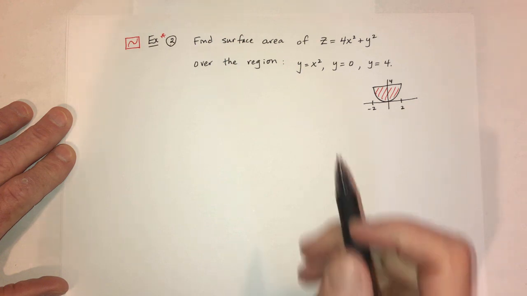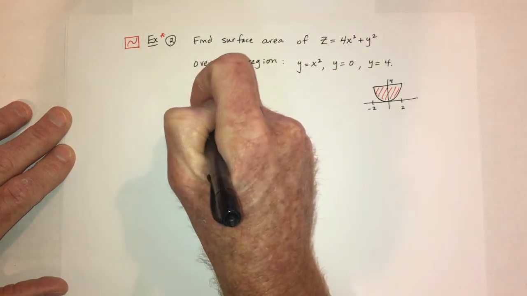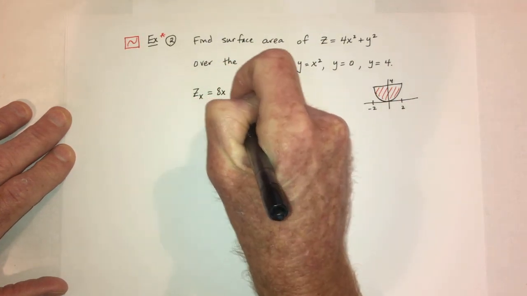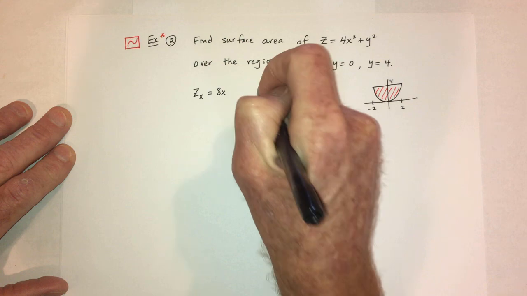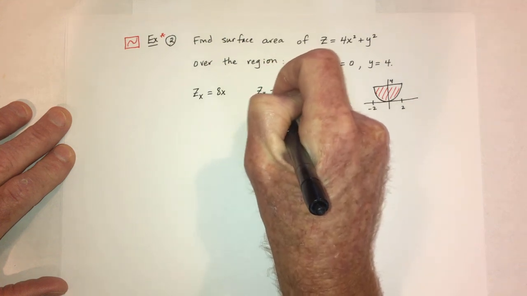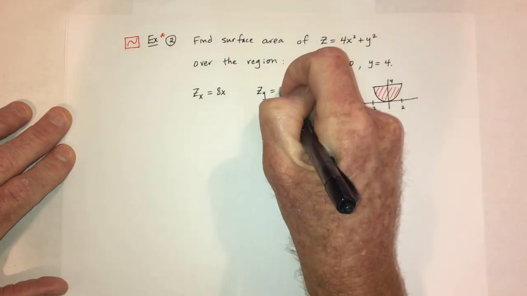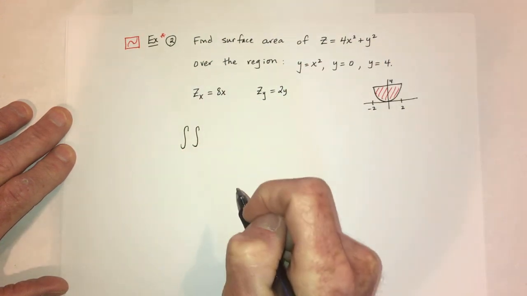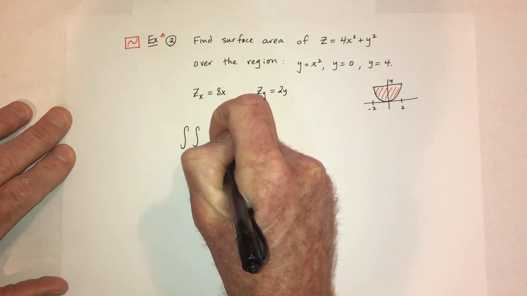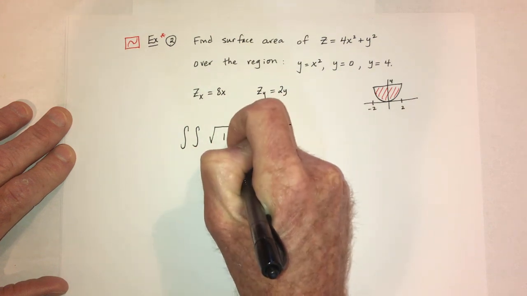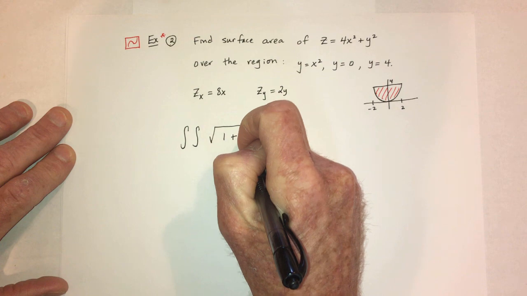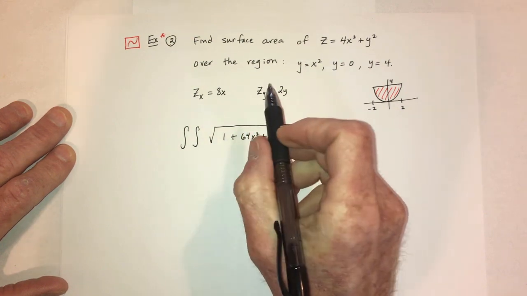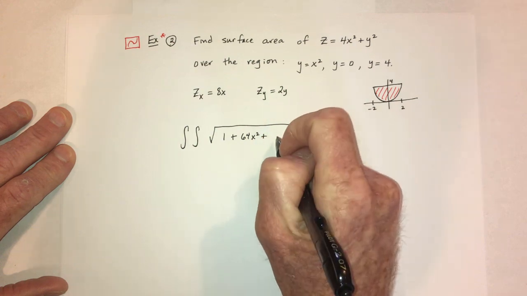Now set up the integral. So we need the derivative with respect to x. So that will just be 8x. And we need the derivative with respect to y. So that will be just 2y. And then set up the double integral. And then it's the square root of 1 plus this derivative gets squared plus this derivative gets squared.